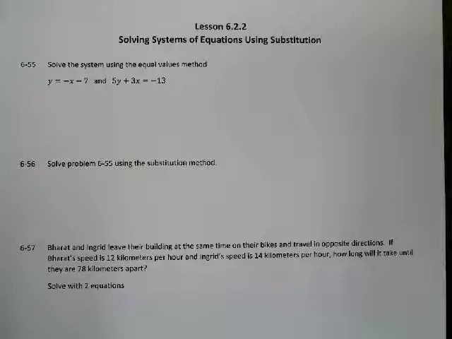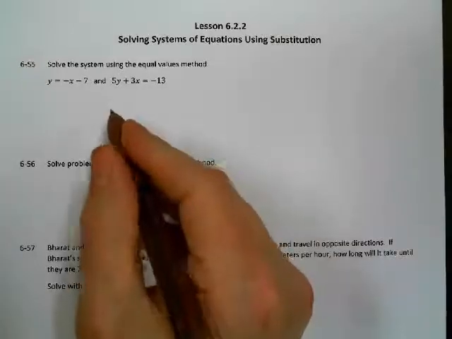Now, in the last lesson, we were solving using the equal values method. And on 6-55, we want to use the equal values method. The reason why we're going to use it is we're going to show you why it's a bad idea. All right, so we're going to use equal values.